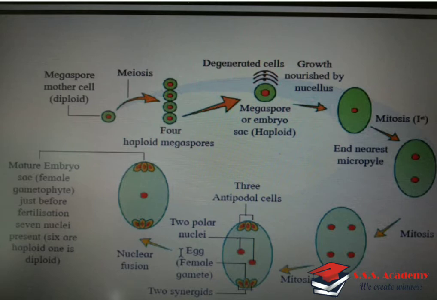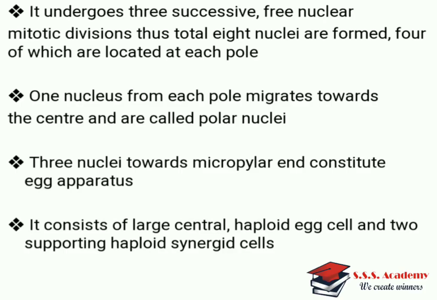Three nuclei towards the micropylar end constitute the egg apparatus. The 3 nuclei towards the micropylar end result in the formation of an egg apparatus. It consists of a large central haploid egg cell and 2 supporting haploid synergid cells. Downside, 2 synergid cells are shown and in the middle there is one, which is called the female gamete. So, third point: 3 nuclei towards the micropylar end constitute the egg apparatus. What will be in it? 2 synergid cells.